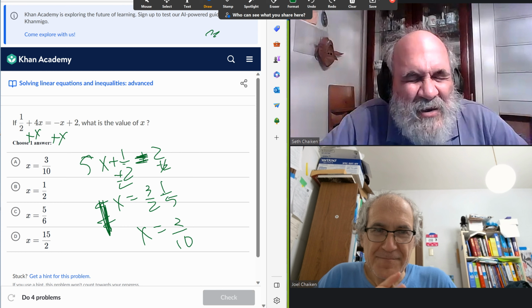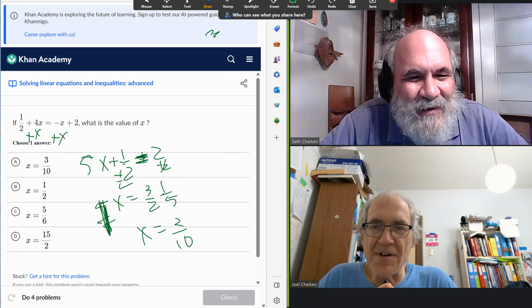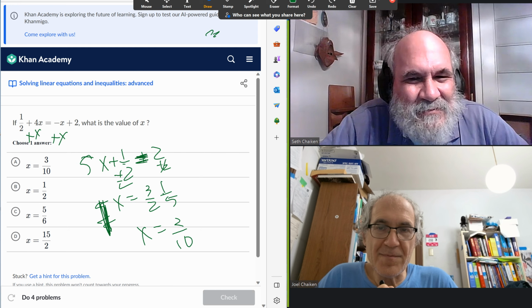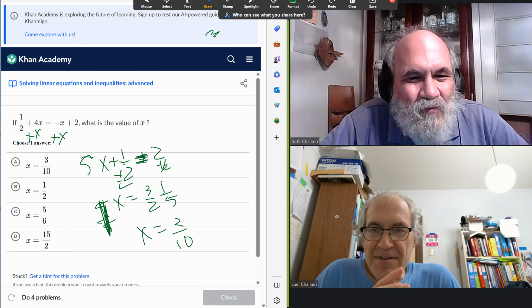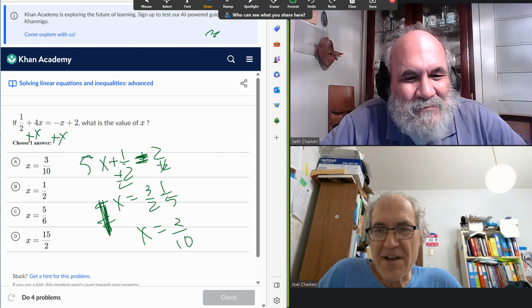Well, I like the way you did it. It's very conceptual in that the approach is the simple approach, which is isolate x, get x by itself as quickly as you can. And that's the way to solve linear algebraic equations. Wow, there's really not much to this one, which is fine because today's Throwback Thursday.